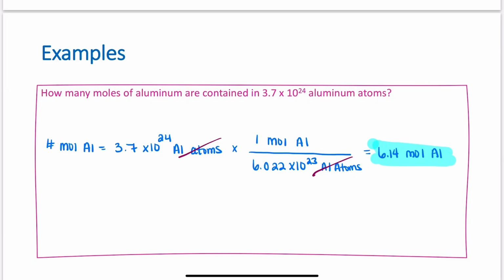Again, let's just talk about sig figs really quick and check them. Here, to fix my sig figs, I have 2 sig figs here. I have 4 sig figs here, which means that this is not correct. I can only have 2 sig figs. So I need to round this to 6.1 moles of aluminum. That's why we always check, because I very, very often do 3 sig figs. But in this case, 3 was not correct. I need to just keep it to 2 sig figs.